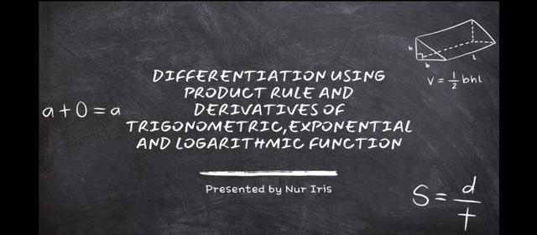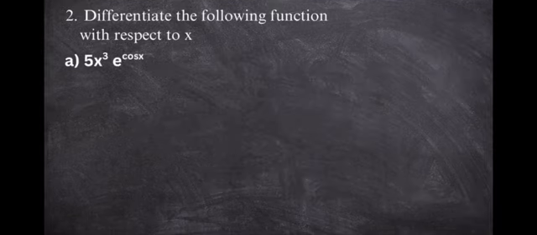For question 2, we are going to look into two methods of differentiation. The first one being the product rule and the second one being the derivatives of trigonometric and exponential functions. Question 2 tells us to differentiate the following functions with respect to x. For part A, the equation given is 5x cubed multiplied with e power of cos x.